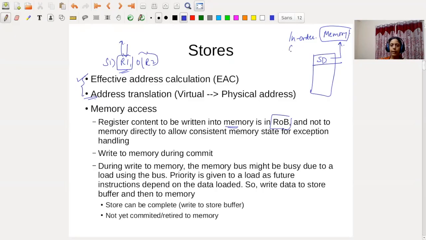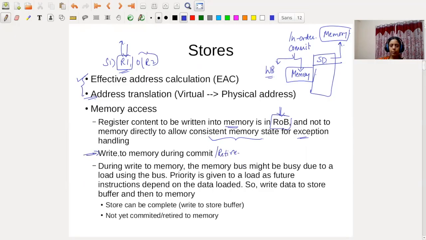So far we have seen that in-order commit only means you're writing back to the registers in order, but the other aspect is that you also want to write back to memory in order to maintain consistent exception handling. So basically we write the register content to the ROB and not to the memory directly. This is to allow the memory to be consistent and in a stable state for exception handling. And in the commit stage, which is also called retire in some books, we write to the memory.